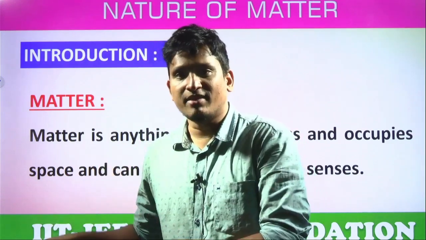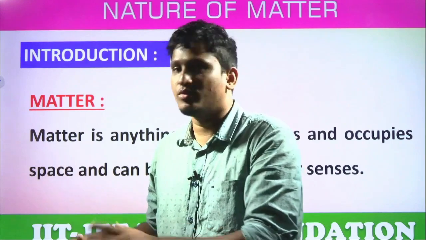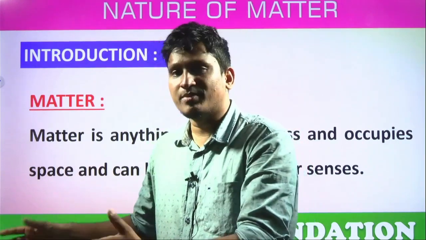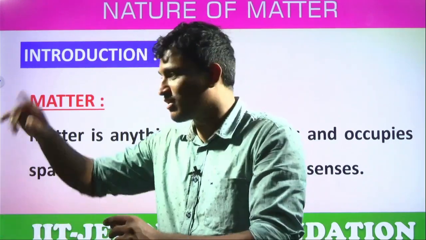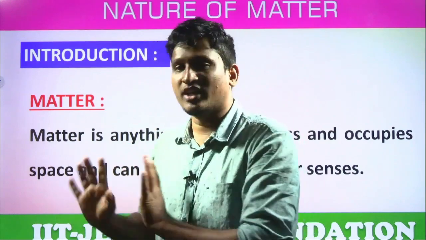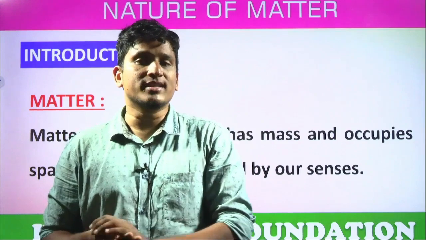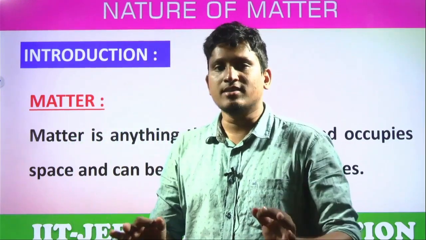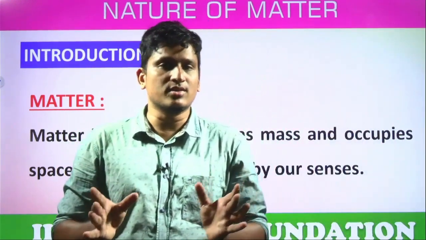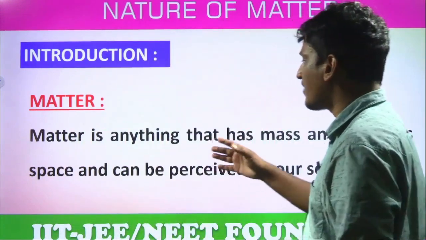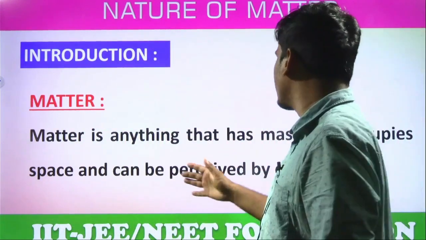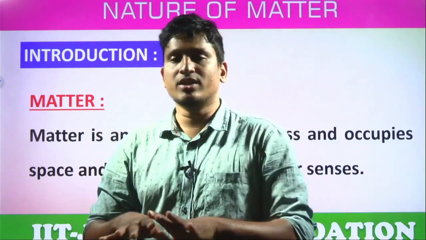Why? Because does it have any mass? Does it have any amount of matter? No, nothing. Does it occupy some space? No, it's simply a reflection. So shadow is not matter. So what is matter? Anything which has mass and occupies some space is called matter, and can be perceived by our senses. In general, that is called matter.